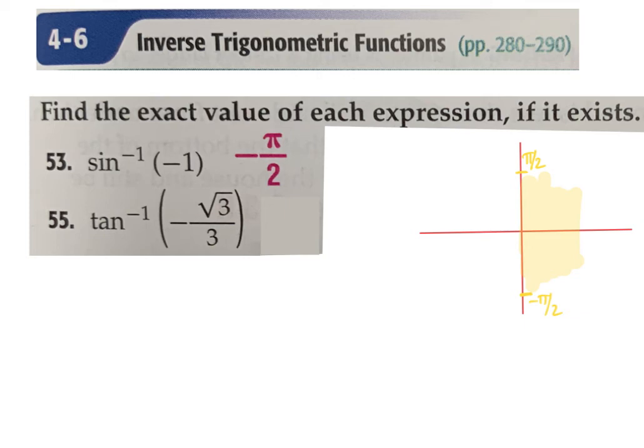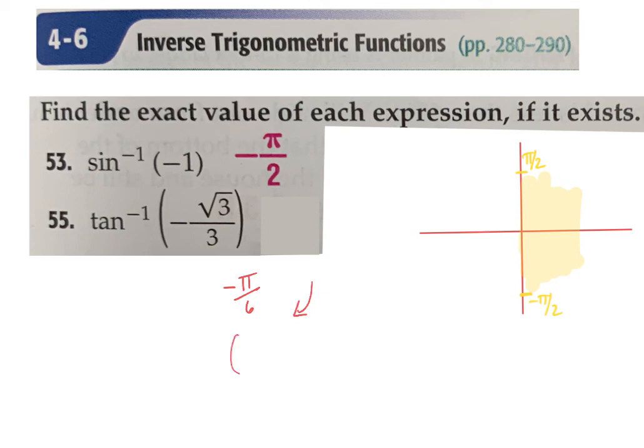Tangent actually has the same exact thing, right? Tangent has the same range. If it had been cosine, we would have used the first two quadrants. So what gives you a negative square root of 3 over 3? Negative pi over 6 works, right? That's going to just be pi over 6 in the fourth quadrant.